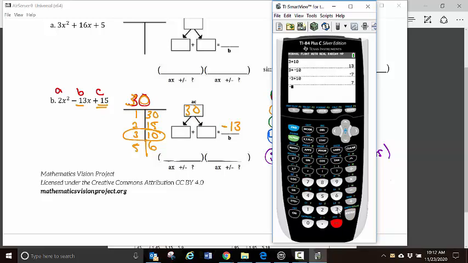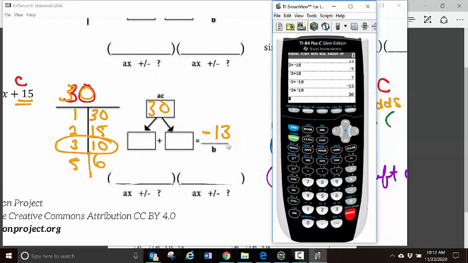So what about negative 3 plus negative 10? That is negative 13. That works. And so make sure you're using your calculator to help you check. And then one more check, negative 3 times negative 10, because both things have to happen, is positive 30. So there's our positive 30 and a negative 13. So our answers are negative 3 and negative 10.